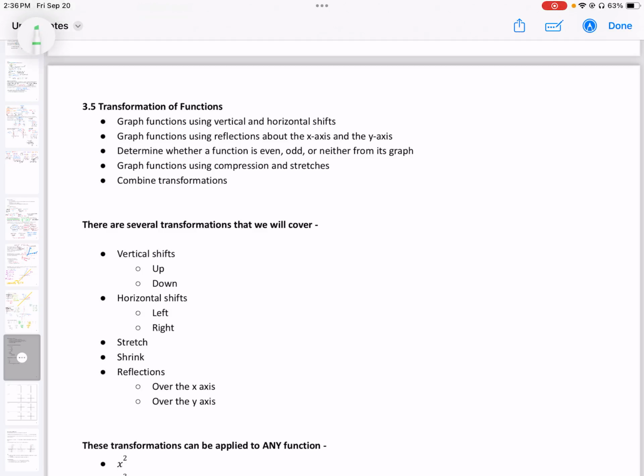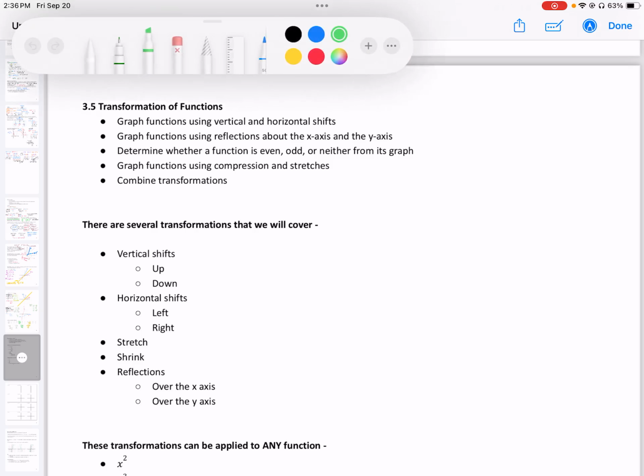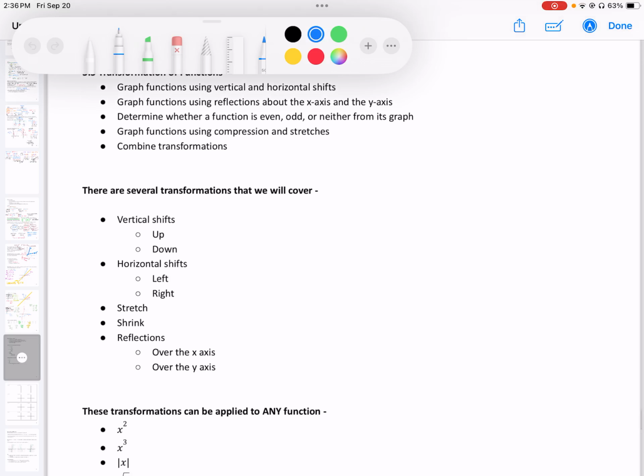In this video, we are going to cover section 3.5, transformations of functions. We are going to graph functions using horizontal and vertical shifts, as well as reflections around the x-axis and y-axis. We're going to talk about if functions are even or odd, and we will also graph functions that have compressions and stretches. And finally, we will combine transformations.